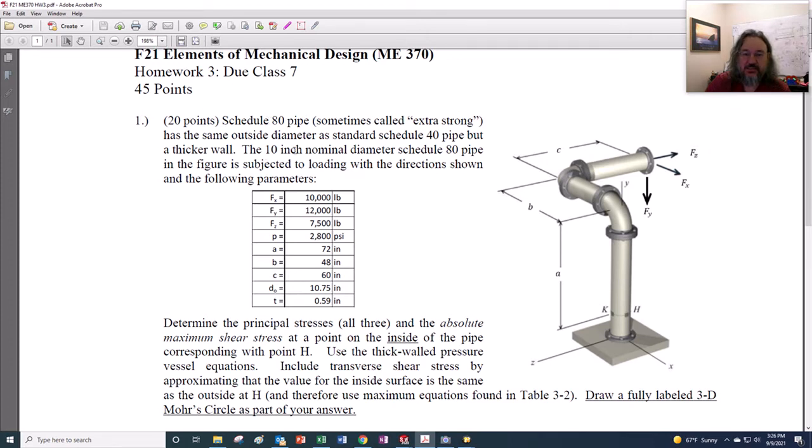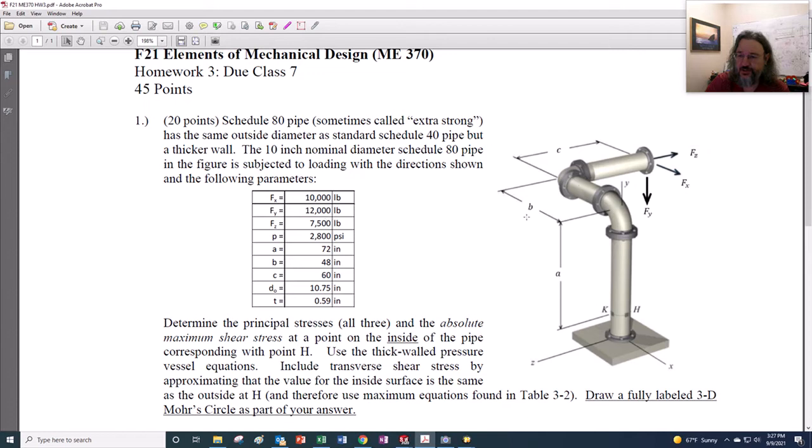Okay, so we have this pipe, schedule 80. In this case, it's a 10-inch nominal diameter that actually has an outside diameter of 10.75 inches and a thickness of 0.59 inches, and it's subjected to pressure. It has inside pressure of 2,800 psi.